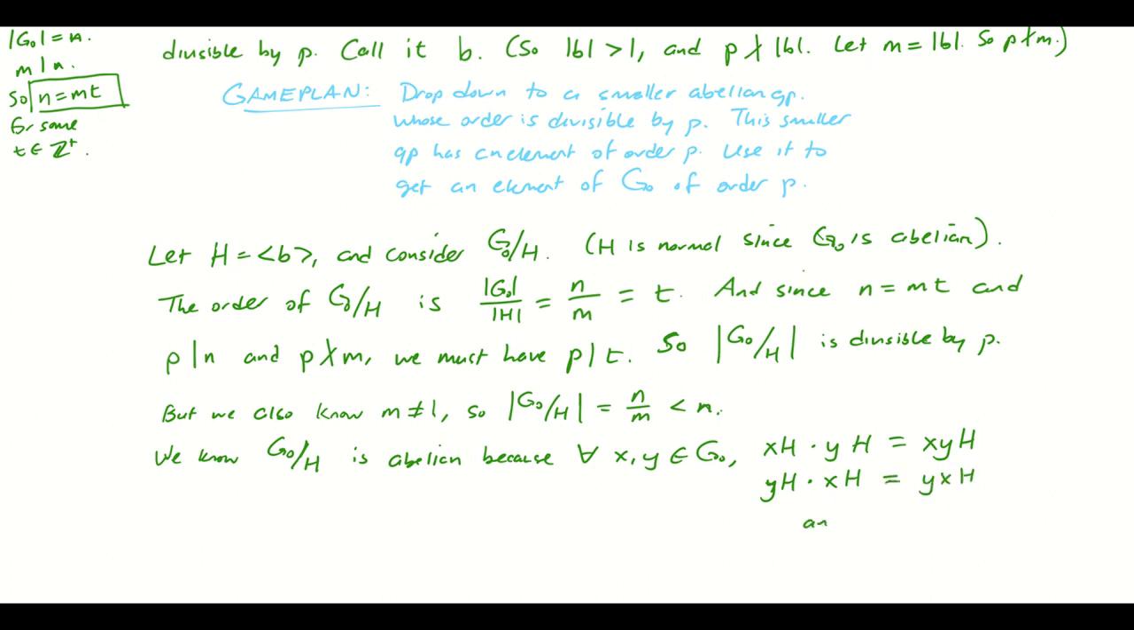These two are equal, since G naught is abelian. In other words, anytime I take a quotient group of an abelian group, I get an abelian group. Quotients of abelian groups are always abelian. Okay, so we know this quotient group is abelian.